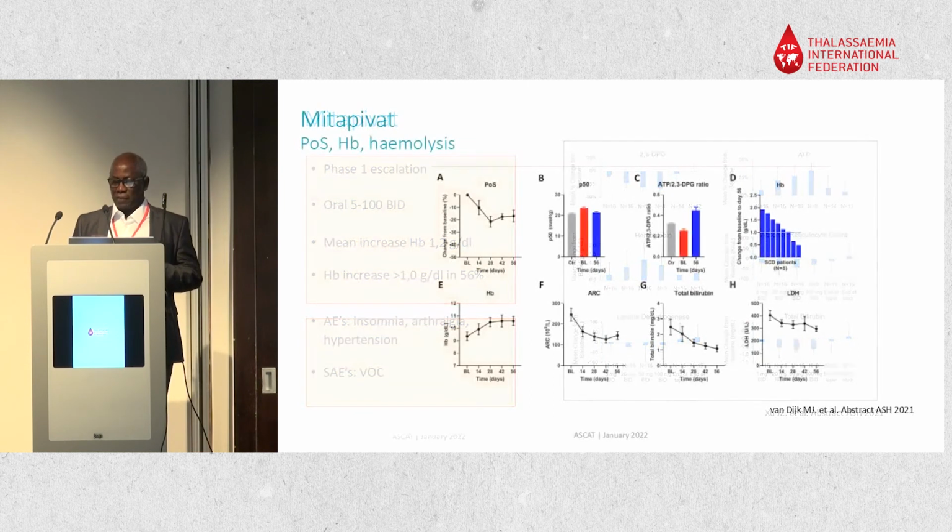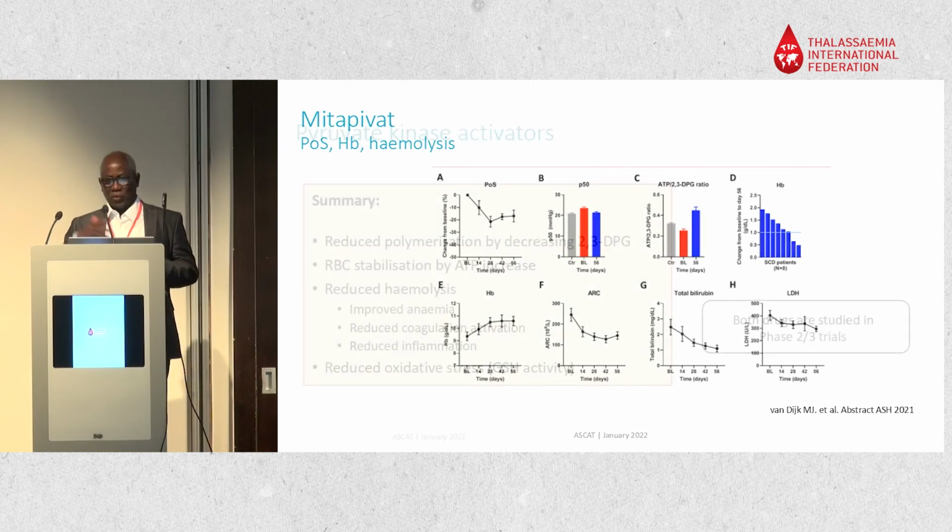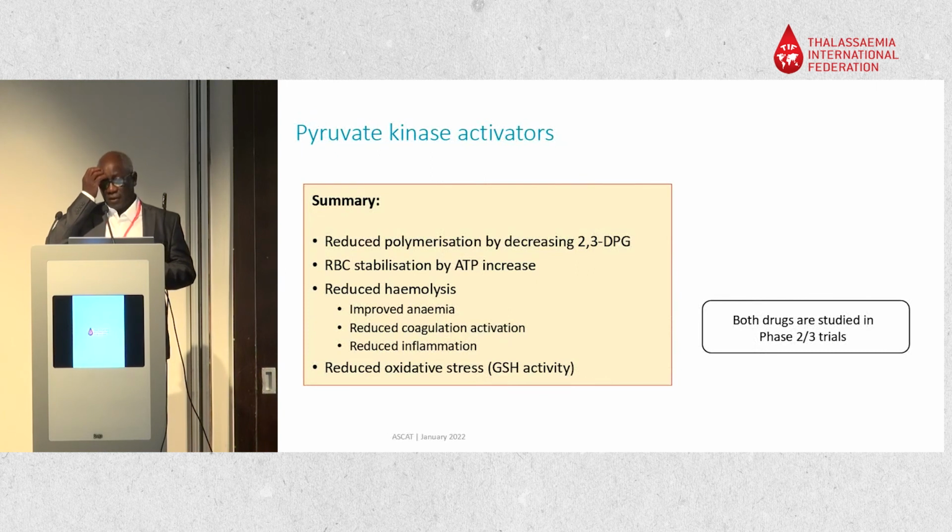It shows that this reduces the degree of hemolysis and also improves the hemoglobin. In both trials, the endpoint is a rise in hemoglobin. But in addition to that, it has the potential of having other benefits, including patient-related outcomes, which are also being measured. So in summary, the pyruvate kinase activators reduce polymerization by decreasing 2,3-DPG and also improve the ATP, and this subsequently improves red cell integrity, and so improves the anemia, reduces coagulation activation, and reduces inflammation and oxidative stress, which is a similar action to L-glutamine as well.